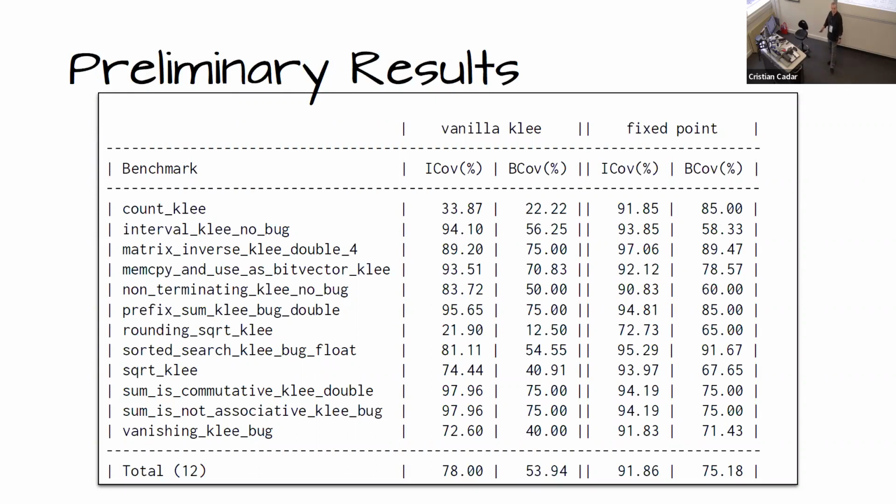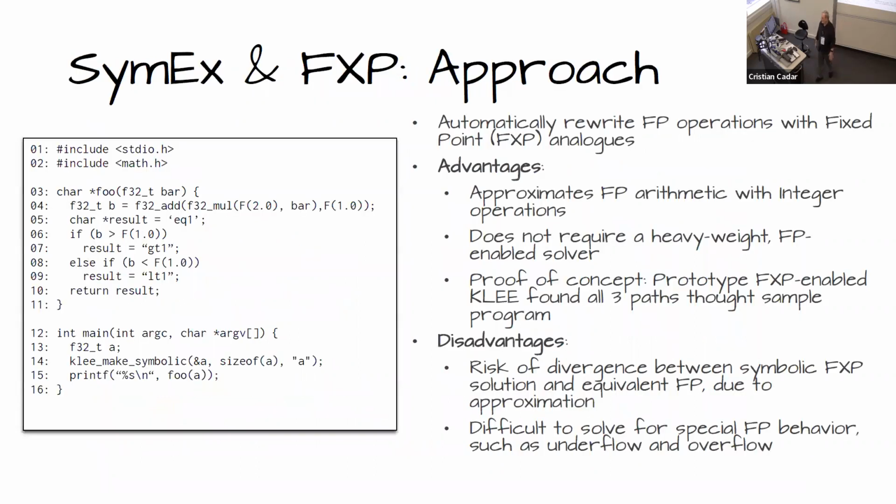Now, in summary, there are many advantages to the fixed point approximation. It does give me higher coverage. It does not require a heavyweight solver. For example, the solver I used was just STP. In fact, I found STP to be lighter weight and faster. I get better results with STP than I do with Z3, because even when I use Z3, I'm not using any of Z3's extra capabilities. So this does not require a heavyweight solver.